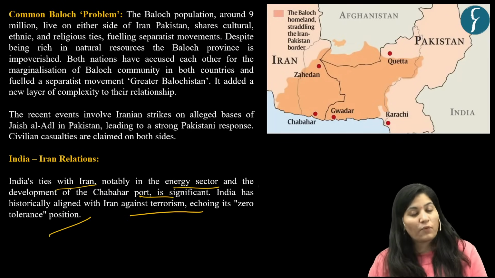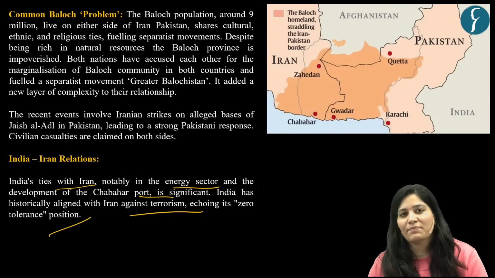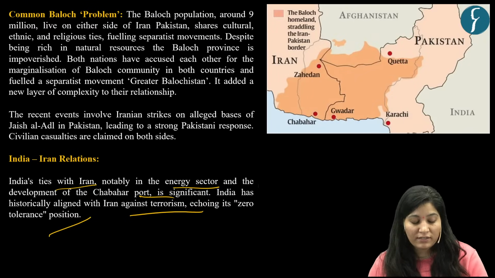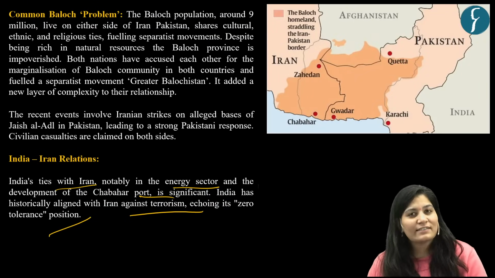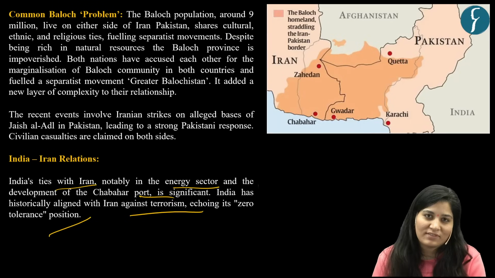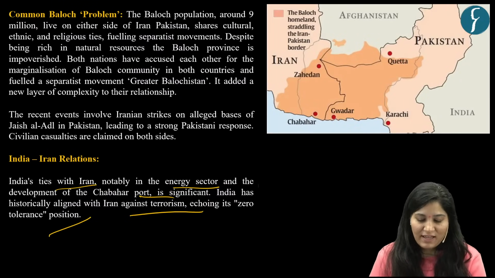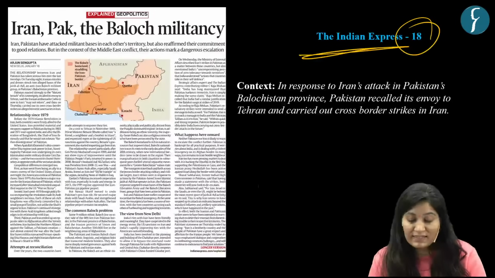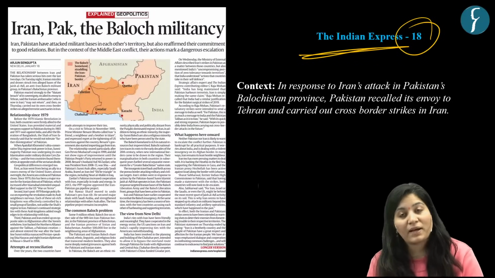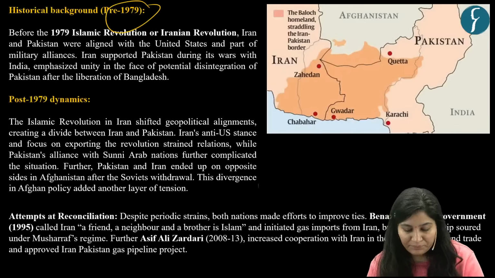So what should be the way out? See, both these countries, Iran and Pakistan, are having several internal and external problems. So what would be the way out? According to experts, the only way out is de-escalation for their well-being. Okay, so this is all about this Iran, Pakistan, and Baluchistan conundrum. Got it?